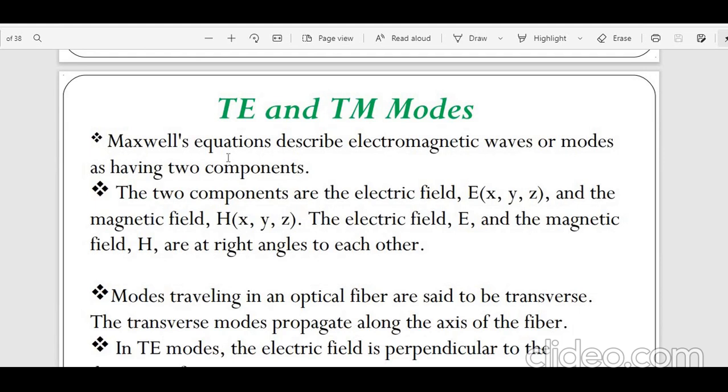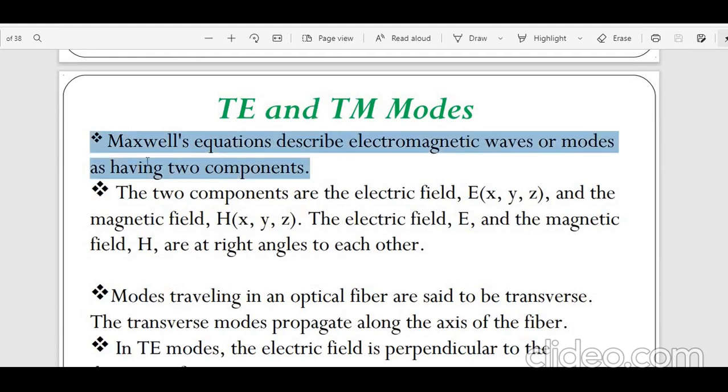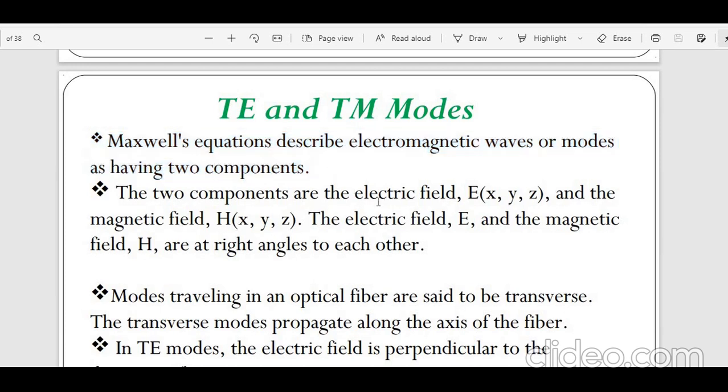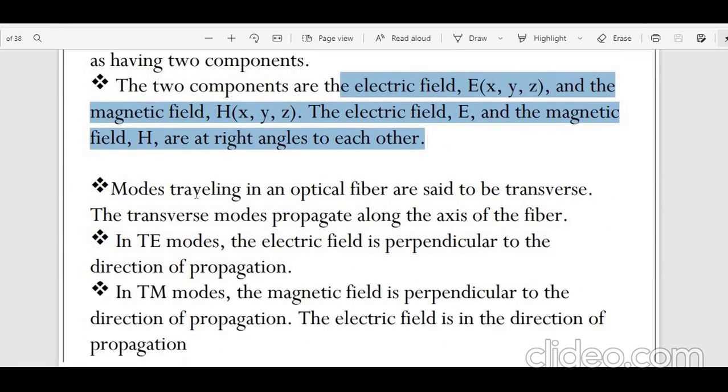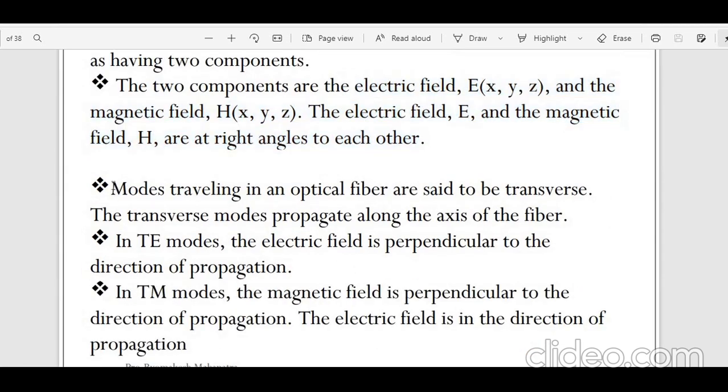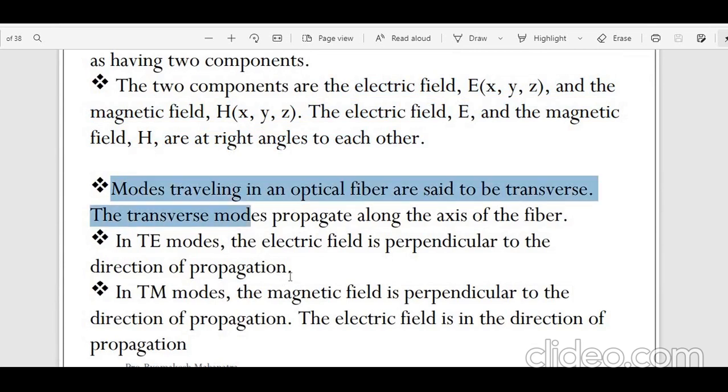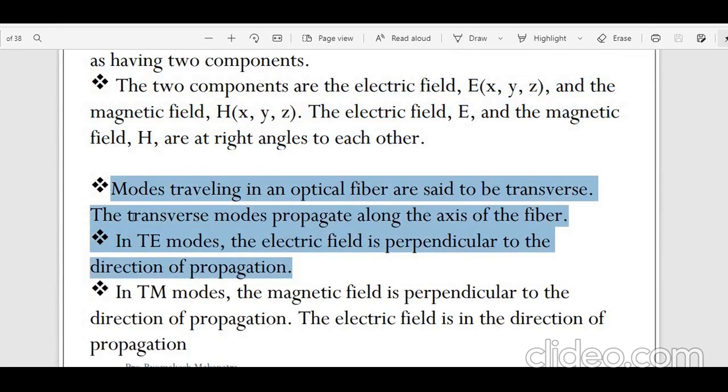Based on Maxwell's equations, he is the one who explained electromagnetic waves or modes as having 2 components. What are the 2 components? One is the electric field component, another is the magnetic field component. Both are mutually perpendicular, making a 90-degree angle with each other. The modes traveling in an optical fiber are said to be transverse. The transverse mode propagates along the axis of the fiber. So whenever we have an axis, the mode propagates along it.